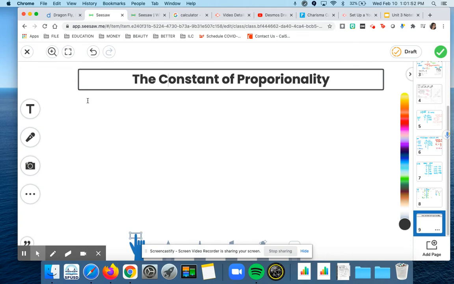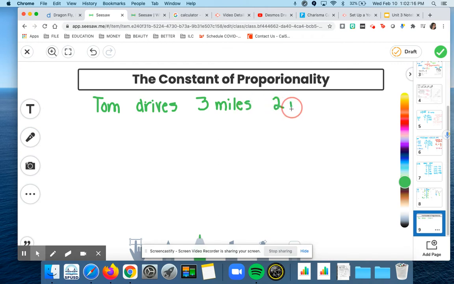Say that Tom drives 3 miles in 2 minutes. So the first thing that makes this really, really easy to find is you set up a table. That's always the first step. We'll set up a table.